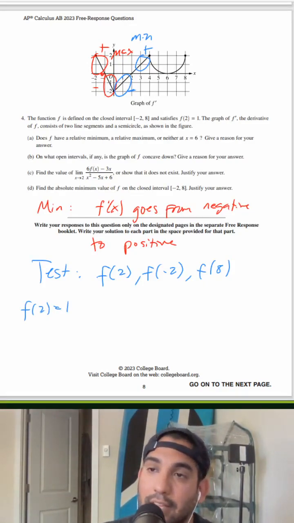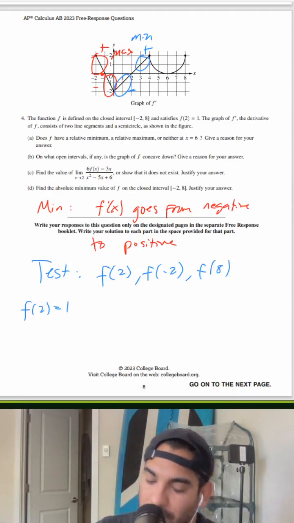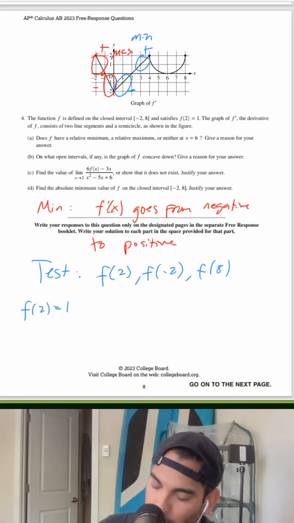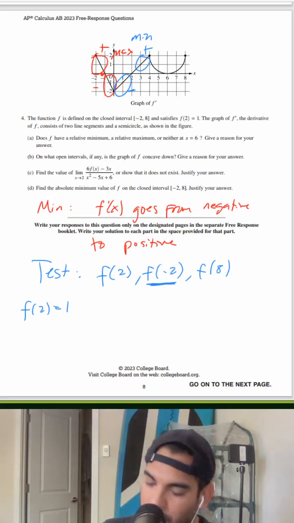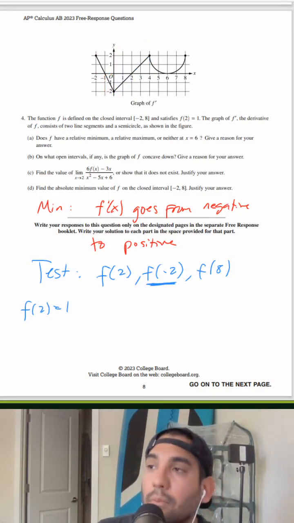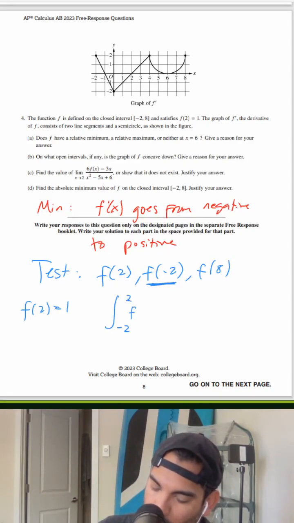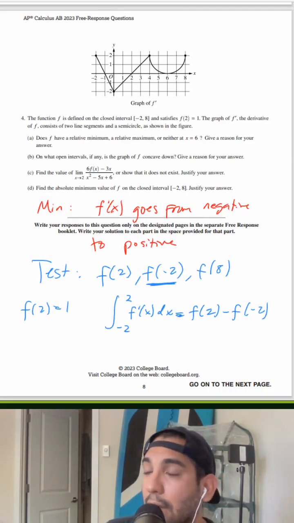Now, how do we test f of negative 2? Because again, this is the absolute minimum. Well, we're going to use the net change formula. So first we're going to start off with f of negative 2. Let me just erase some of the things that I have up here. So we want to find f of negative 2. So we're going to take the integral from negative 2 to 2 of the derivative. Why? Because this is equal to f of 2 minus f of negative 2. This is the net change formula. This is the first fundamental theorem of calculus.